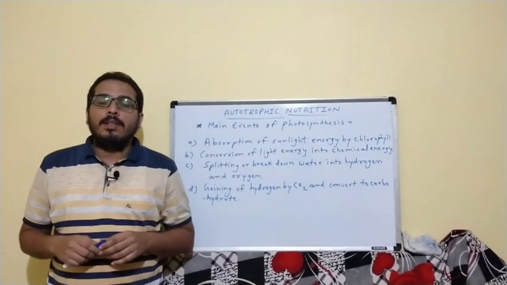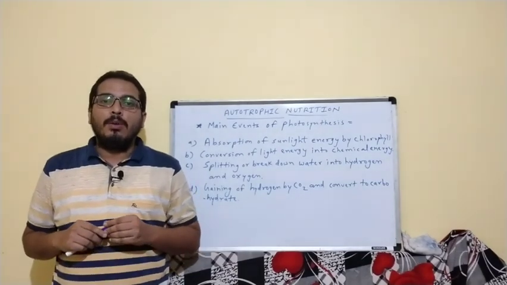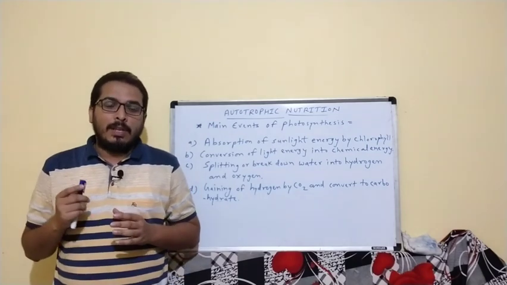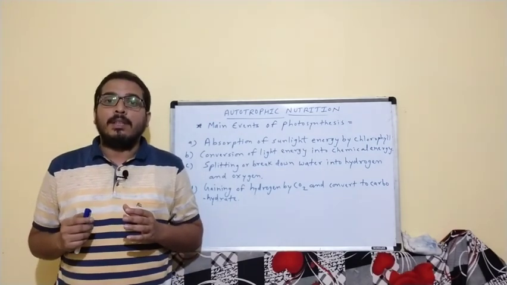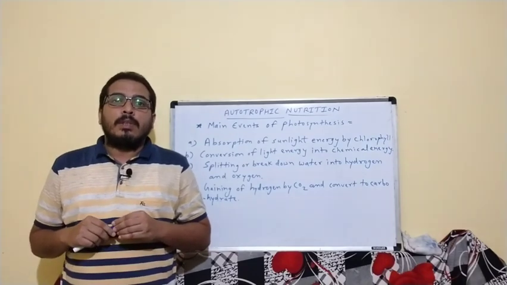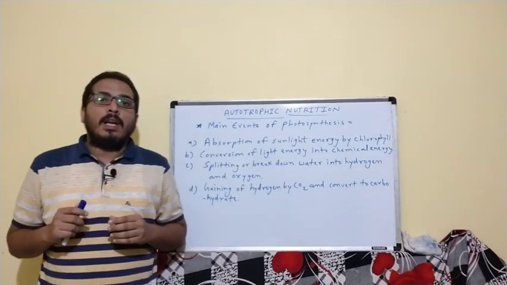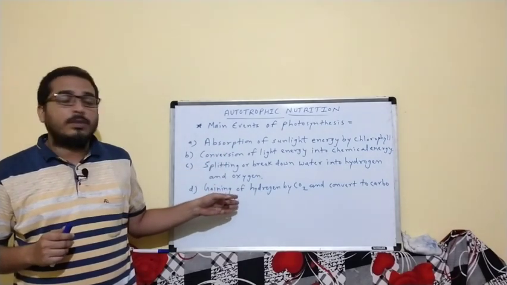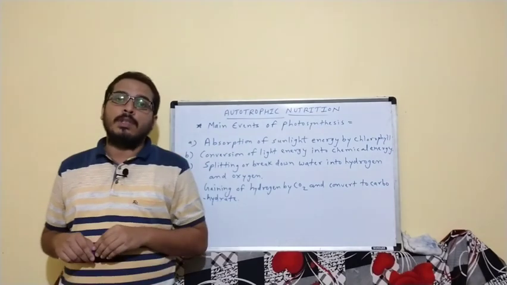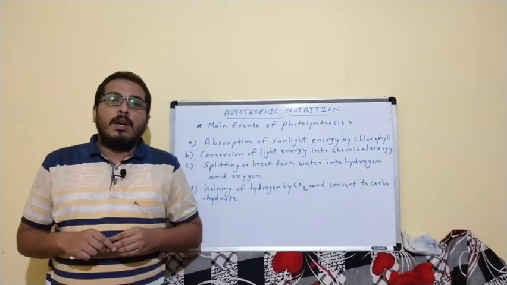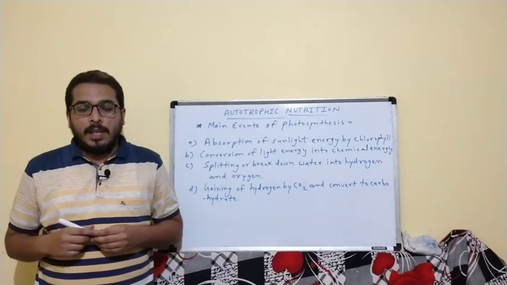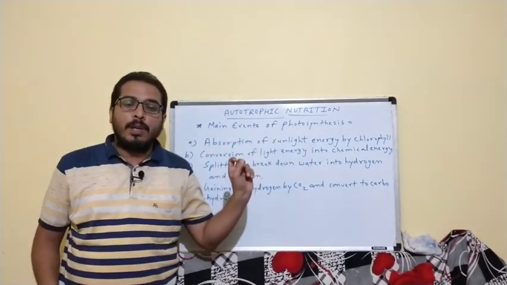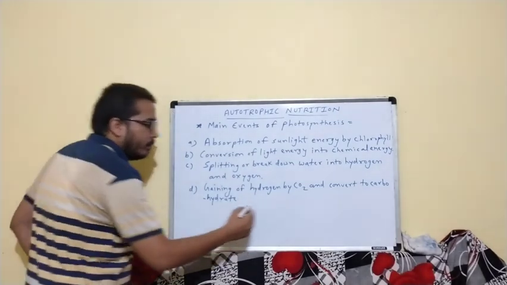So in this given video you saw how the photosynthesis reaction takes place in the cell organelle, in the plant cell. This photosynthesis reaction is completed in some steps. It is called the main events of photosynthesis. What are the main events going on when the photosynthesis reaction takes place? So the first one is absorption of sunlight energy by chlorophyll. Is it clear?